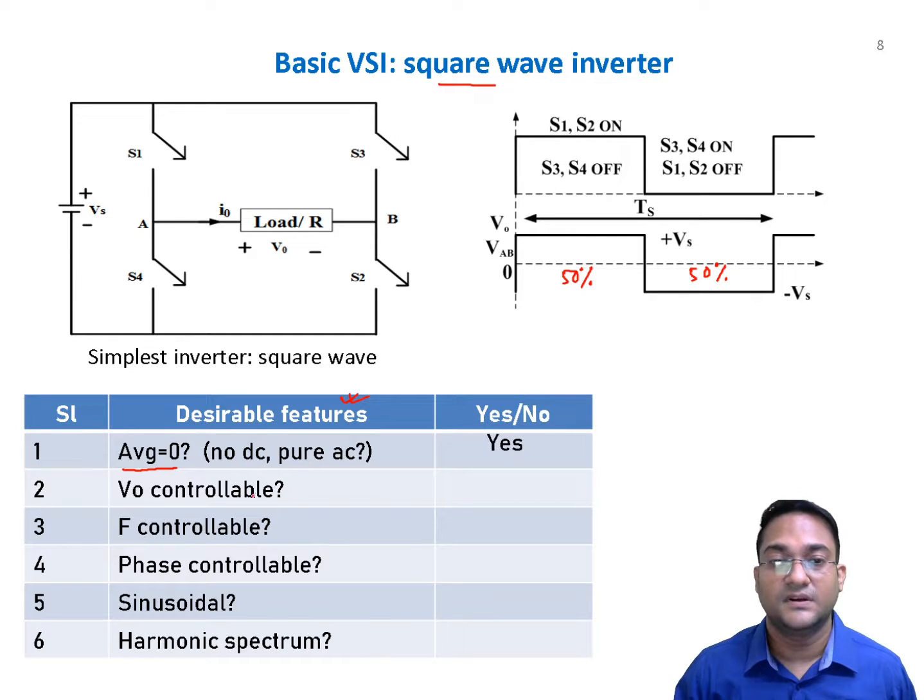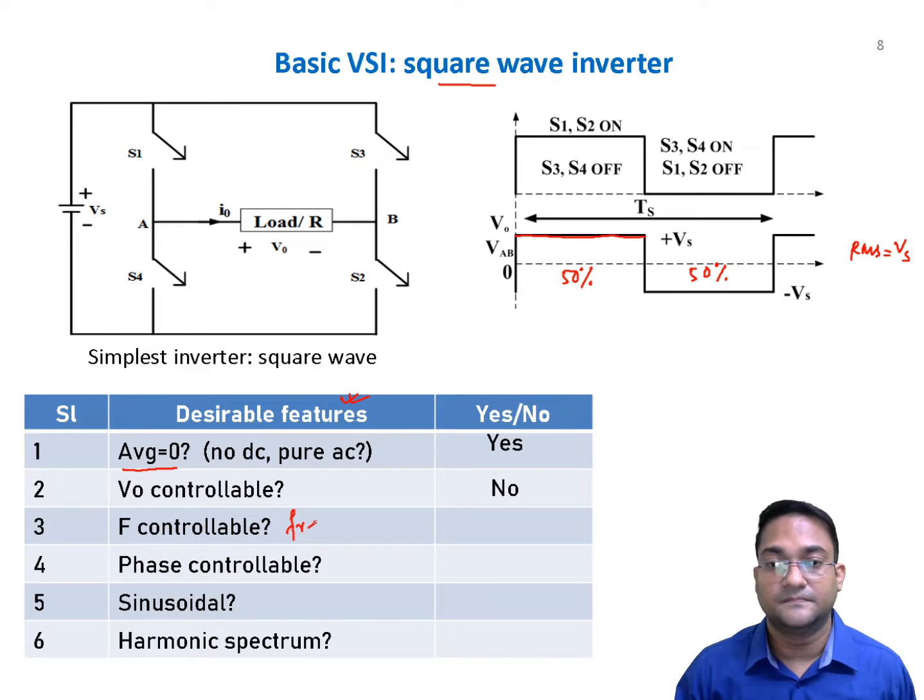Now the next one, V0: is it controllable? V0 or VAB, is it controllable? The answer is no, because for a square wave inverter, its RMS value is going to be the same as your Vs. This amplitude, whatever it is, your RMS value is going to be this. So with this simple switching scheme, you cannot control the output voltage.